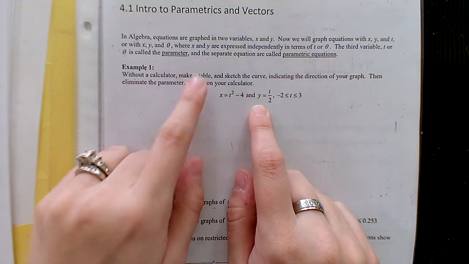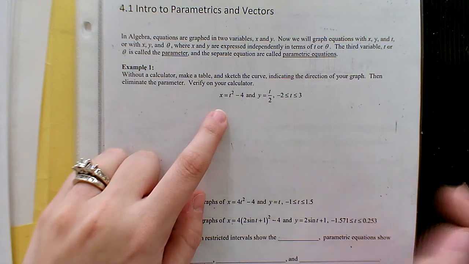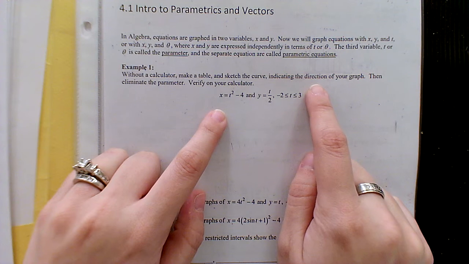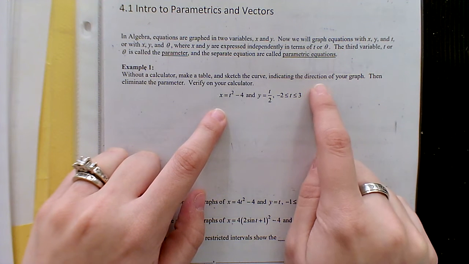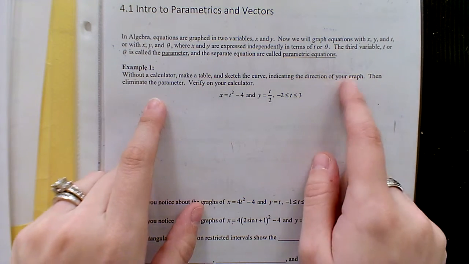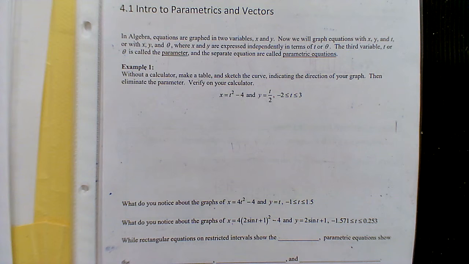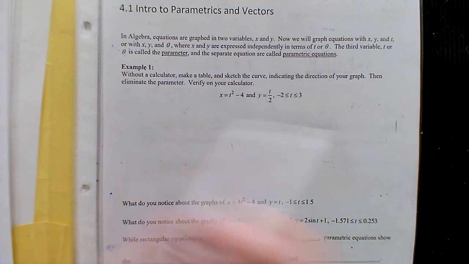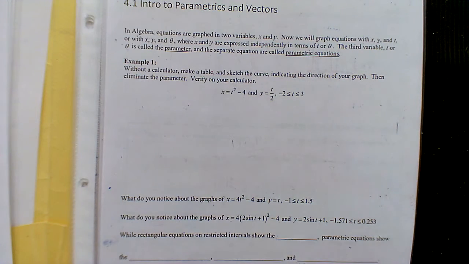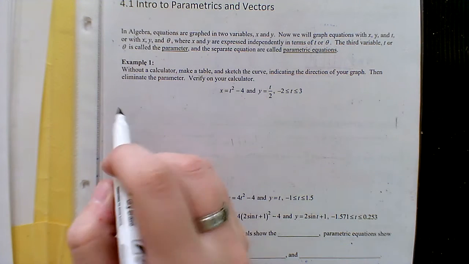So without a calculator, we're going to try to make a table and then sketch it. And based off of us sketching it, we should be able to determine the direction of the graph, like which direction a particle is moving. And then we'll try to verify it on our calculator just to make sure we did everything correctly. Okay, so in terms of our table, we have three variables to consider. We have t, x, and y.